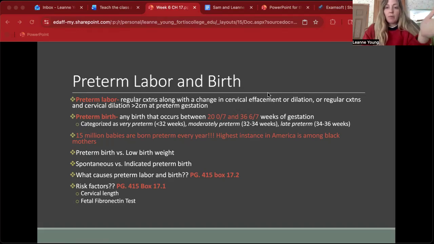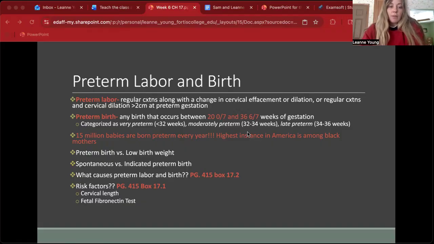If you have a preterm birth, most of the time that baby is going to be small. However, you can have a low birth weight infant that's delivered at 40 weeks of gestation, because of IUGR, because of these other things that we're seeing with these moms and during their pregnancies. So we need to know the difference there. We need to know they're not the same thing.